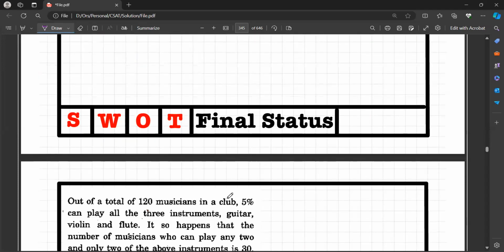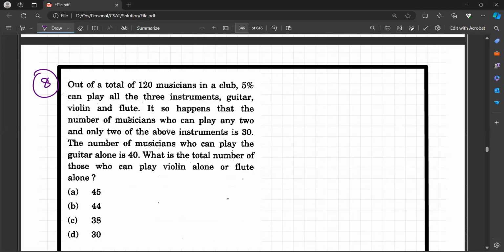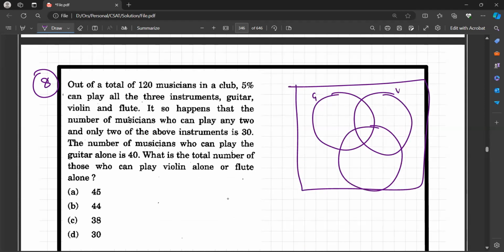Coming to question number 8. Out of a total 120 musicians in a club, 5% can play all the three instruments, that is guitar, violin and flute. This is guitar, this is violin and this is flute. Out of 120 musicians in a club, 5% can play all the three instruments. So 5% of 120: 10% of 120 is 12, so 5% has to be 6.